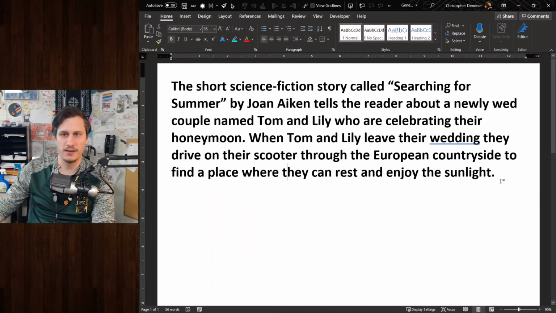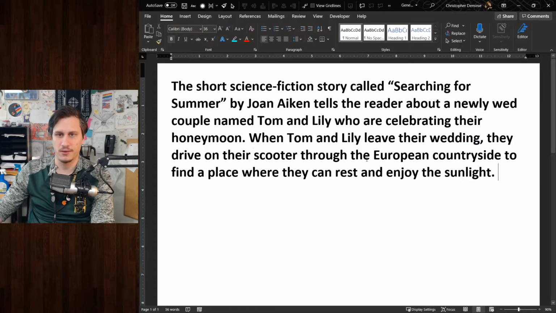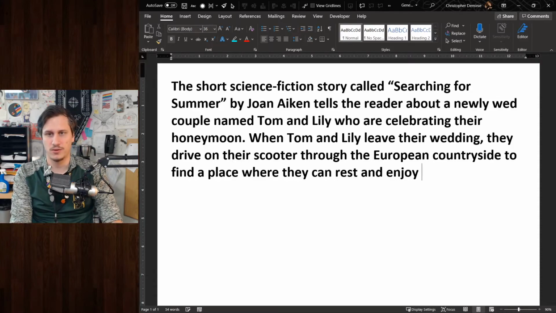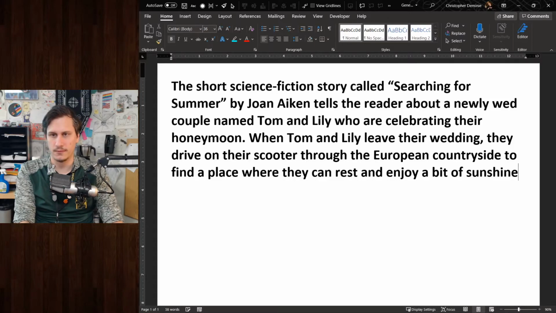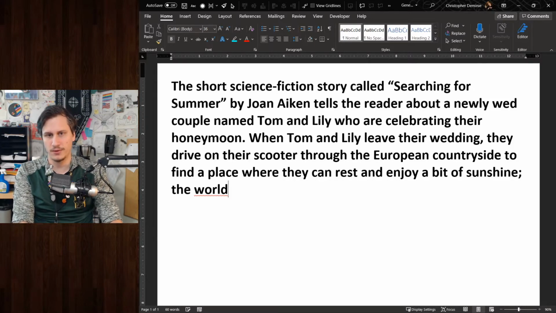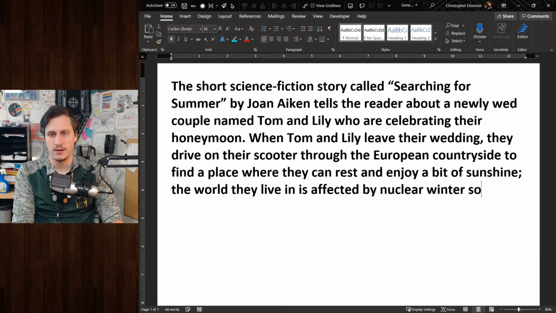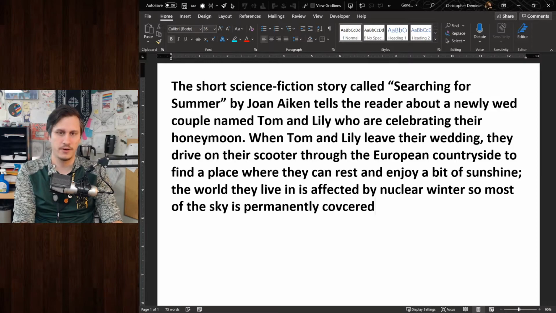When Tom and Lily leave their wedding, comma, they drive on their scooter through the European countryside to find a place where they can rest and enjoy a bit of sunshine. The world they live in is affected by nuclear winter, so most of the sky is permanently covered in thick clouds.